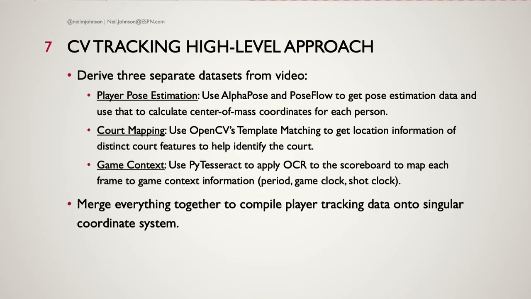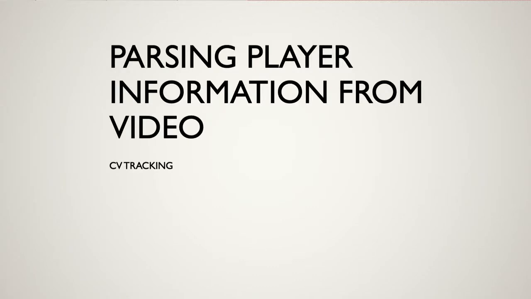So what is the high-level approach to this? We're basically going to be creating 3 separate data sets and then merging them all together to create player tracking data. We're going to get player pose estimations, we're going to map out the quarter ice, and we're going to get game context. So the first part is parsing player information from the video.